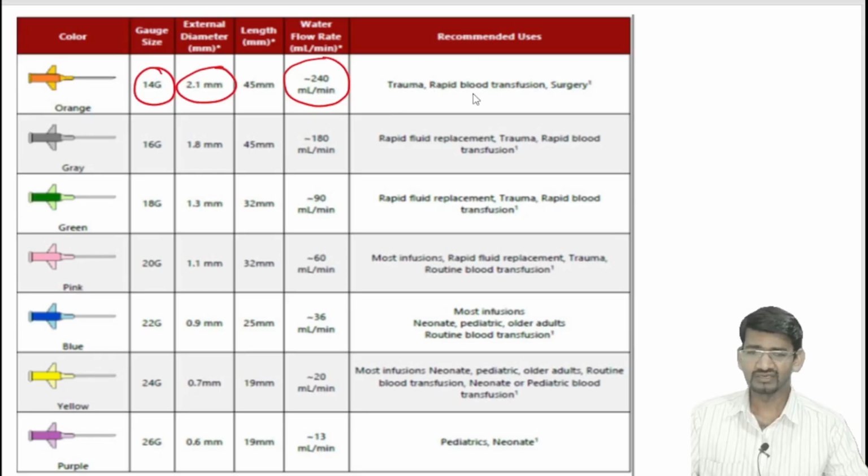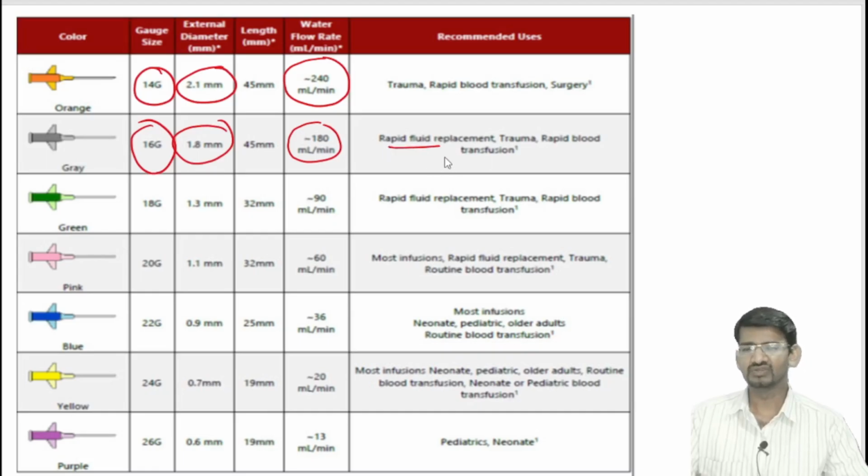So here are the uses, like trauma or rapid blood transfusions, or during surgery, we can use the orange color. Then gray color, this is a 16 gauge cannula, the diameter is 1.8 mm, and it delivers nearly 180 ml per minute. This is also used in rapid fluid administration, blood transfusion, trauma, and even for surgical cases. Then 18 gauge, it is a green color.